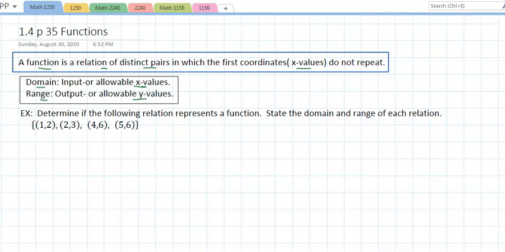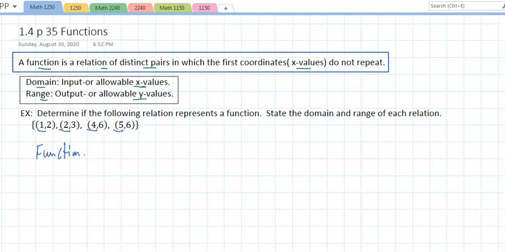Here's example 1. Determine if the following relation represents a function. State the domain and range of each relation. And I have 4 given points. If I glance at these points, one way of doing that is to say, well, look, does the x repeat? X equals 1 in the first pair, x equals 2 in the second pair, x equals 4 in the third pair, and x equals 5 in the last pair. Since x does not repeat, guess what? This is a function.